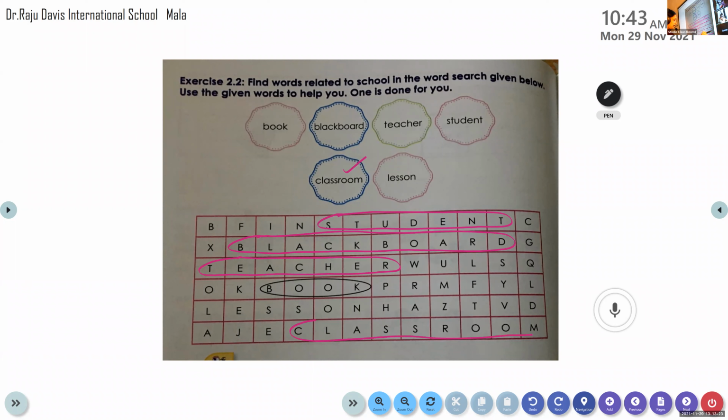Classroom. Class. Room. R-O-O-M, C-L-A-S-S, class, R-O-O-M, room. Amrin, switch on the video. Rituparna, unmute. Read the next word, the last one. Read it.